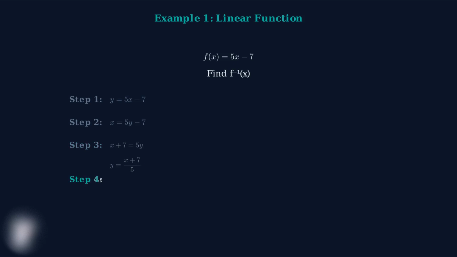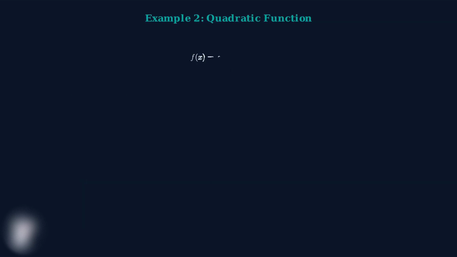Step 4, replace y with f inverse of x. Our final answer is f inverse of x equals x plus 7 divided by 5. This is the inverse function. Example 2 involves a quadratic function, f of x equals x squared plus 3, where x is greater than or equal to 0. The domain restriction is crucial because it makes the function one-to-one.